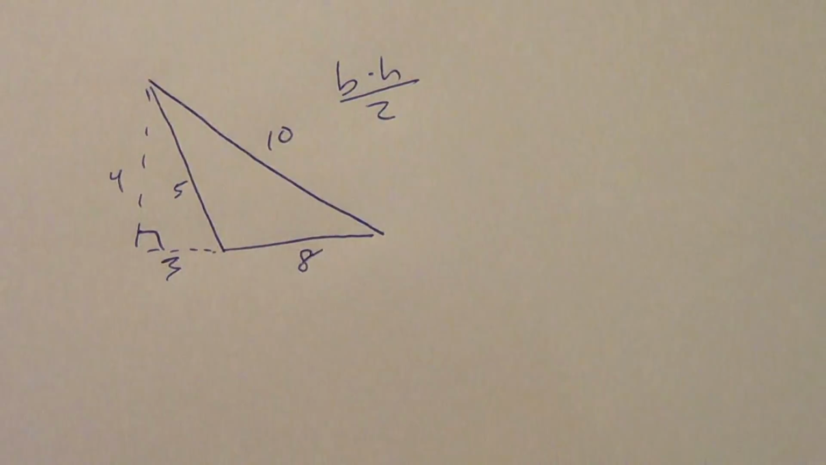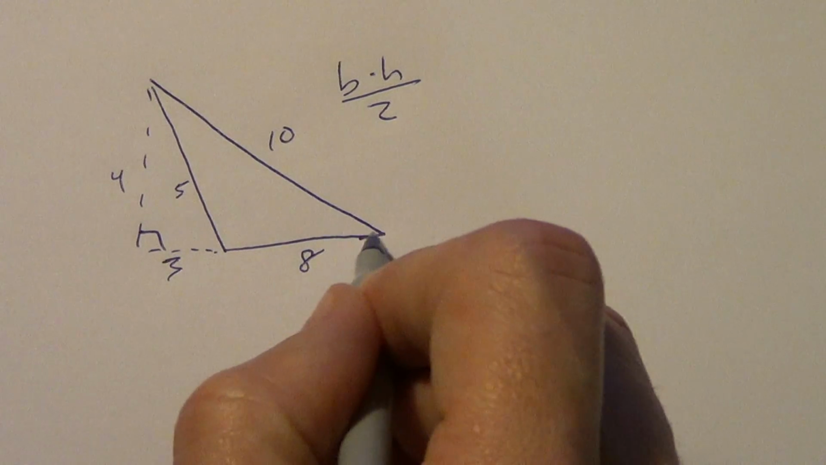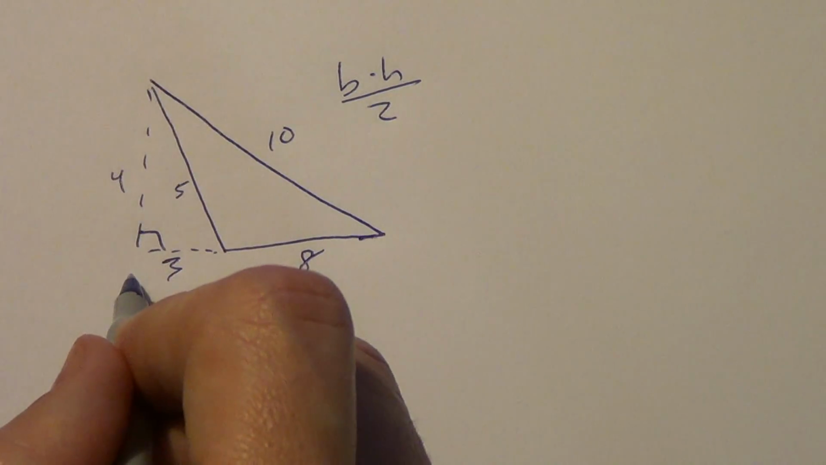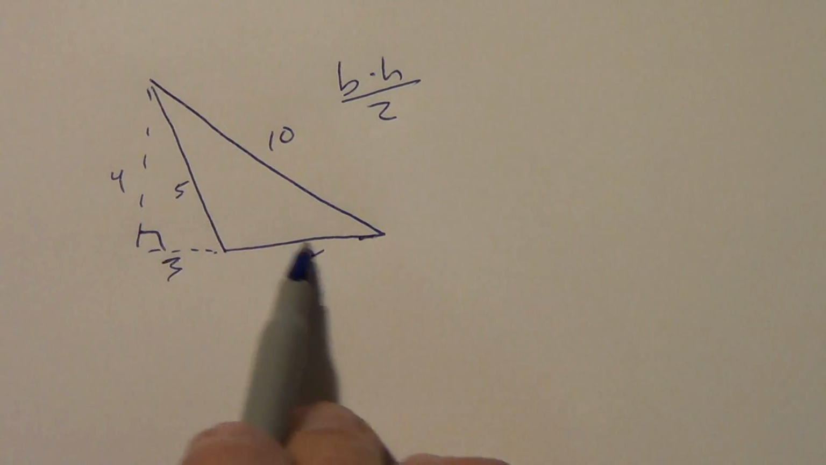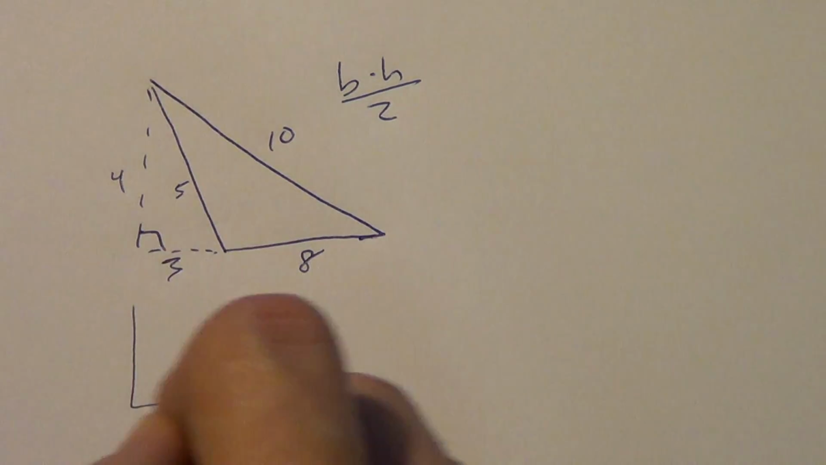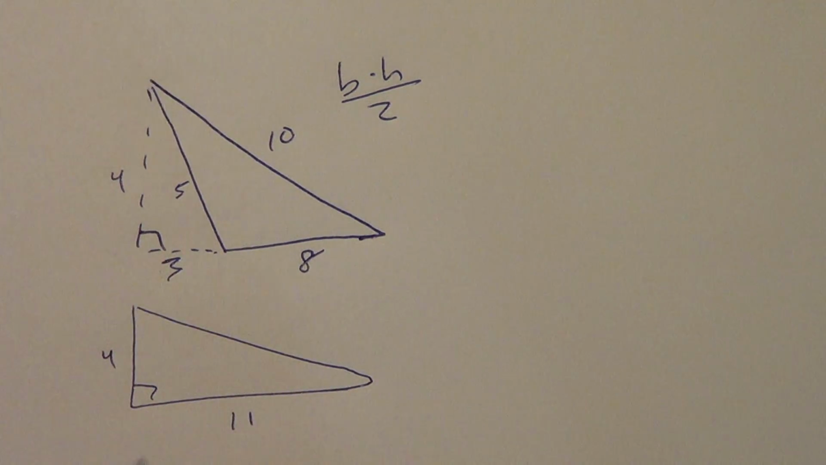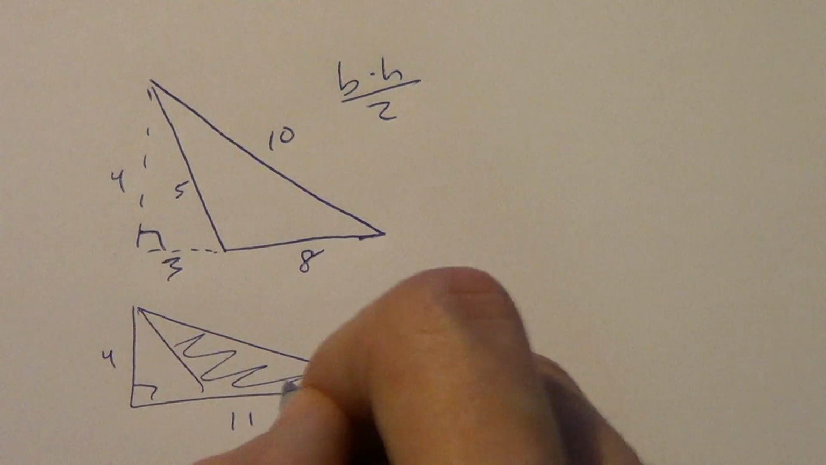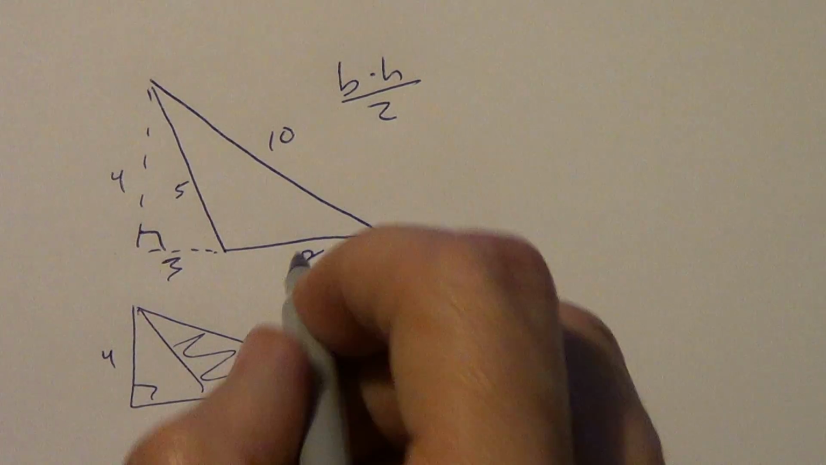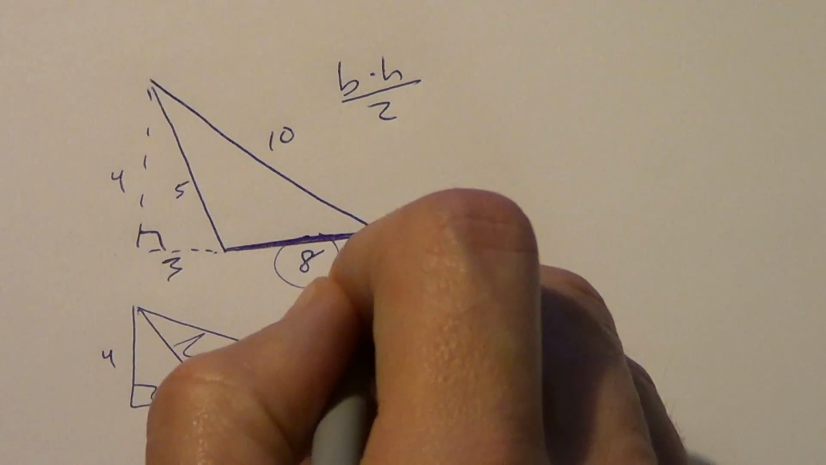Alright, base times height divided by 2. Remember, base times height divided by 2. Base and height have to meet at a right angle. Now we got to make a little extra information for this. You can extend the base so that it meets the height at a right angle. Now, what that means is the 8 extended will eventually meet the 4 at a right angle. That doesn't mean we use 11 for our base. If I was using 11 for my base, I'd be finding this really big triangle. That whole thing is 11 and 4. And that's not what we want. We only want this. So I don't want 11 by 4. I just want 8.